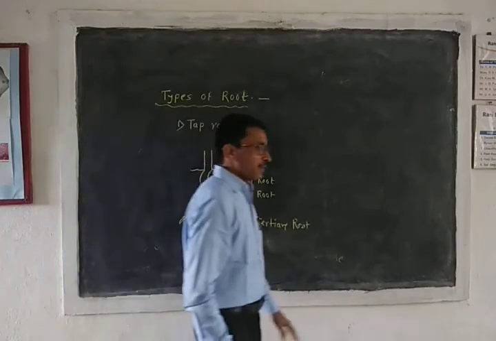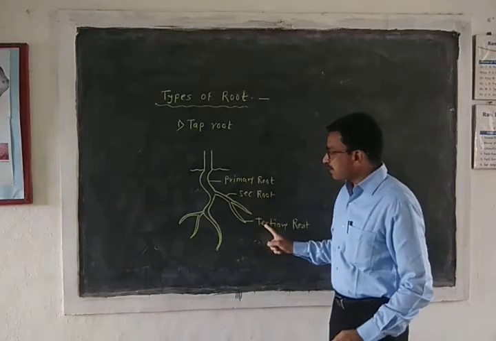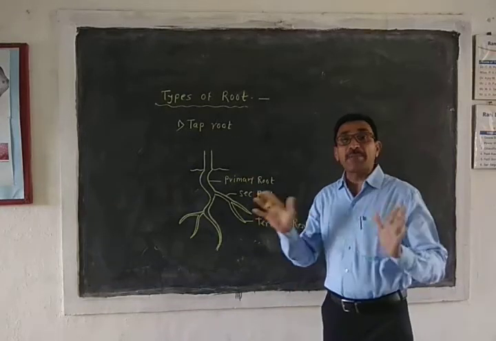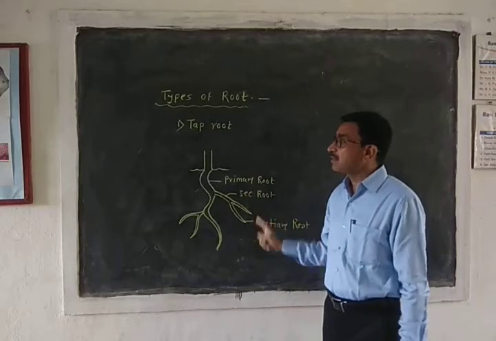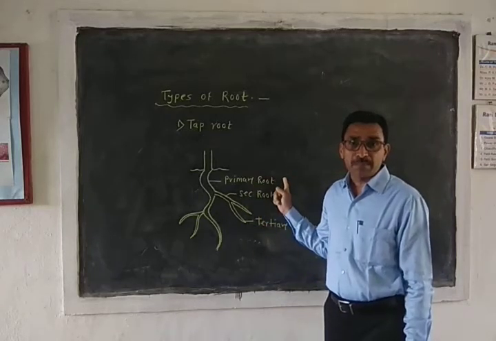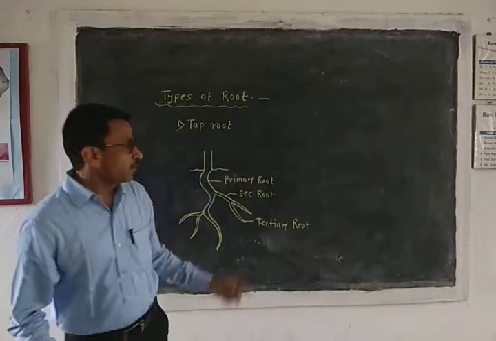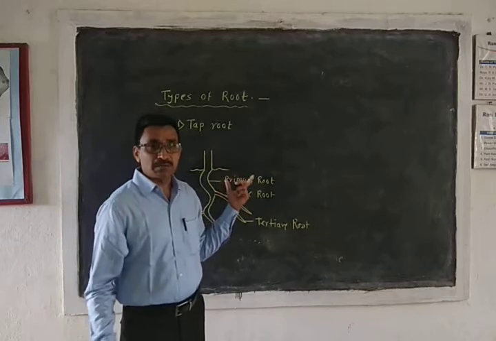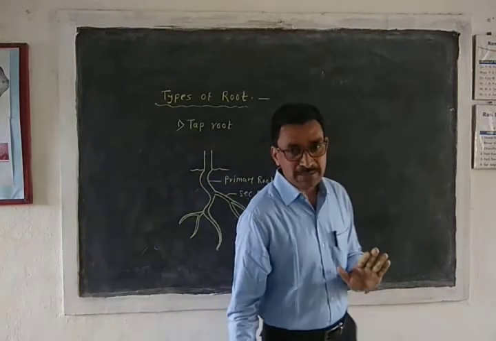Now, this is the branch root system. Primary roots, secondary roots and tertiary roots. These root system having the branches. You have root system like branches and hence it is called as a branch root system. And this is the characteristic feature of the dicotyledon. This root system is present in dicotyledons plants.